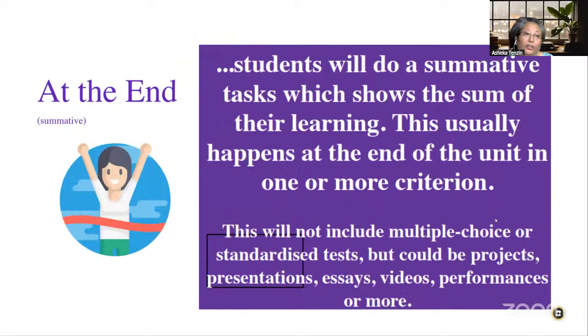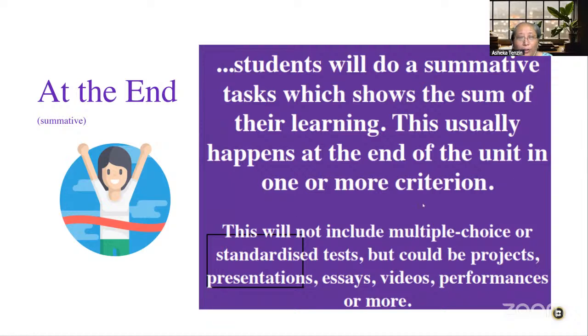Now, assessments also happen at the end of the unit. So, whatever happens at the end is the summative assessment. Here, the students will show the sum of their learning. When the students do the summative assessment, they do it under exam conditions. The teacher doesn't give them feedback at that time. We are going to assess what they have learned at the end of the unit, and this usually happens in one or more criteria.